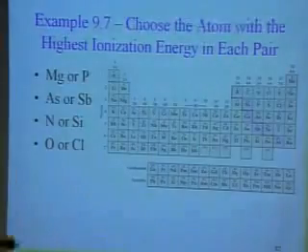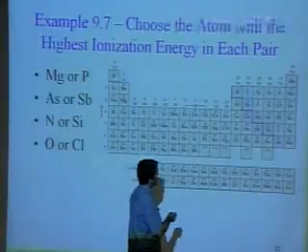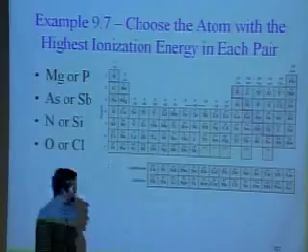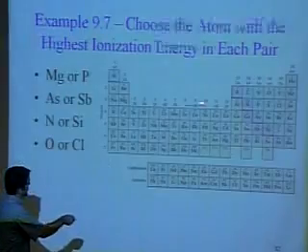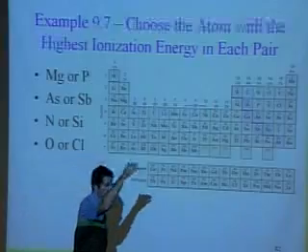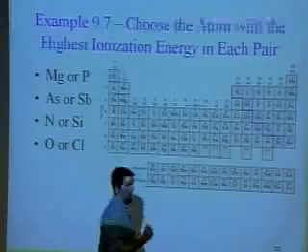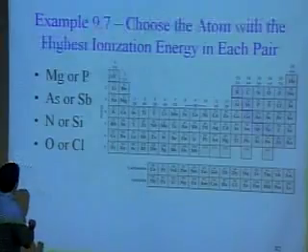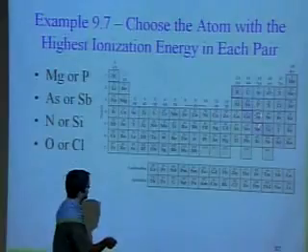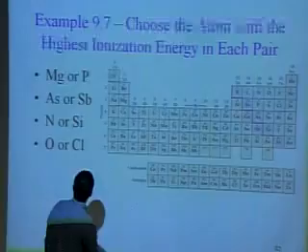If you take a look here, just remind me, if we look at magnesium, which is right here, and phosphorus, which is right here, which one has a higher ionization energy? Phosphorus, right? Phosphorus is to the right. They're in the same row. We're looking at anything to the right and or above of the other one. So phosphorus would require more energy to knock its electrons out. Okay? As or Sb, we're right here. Arsenic, right, would actually have a higher ionization energy.